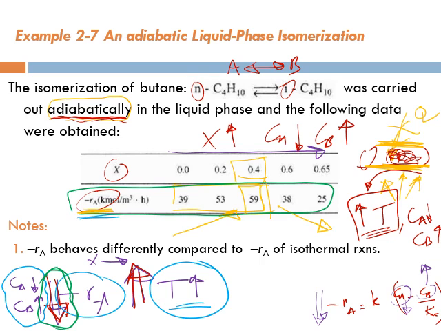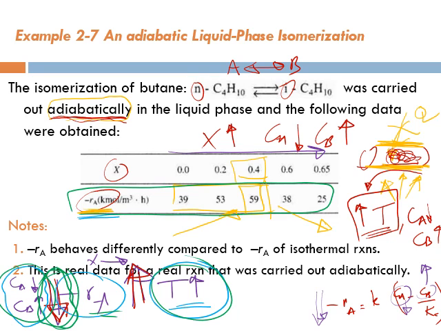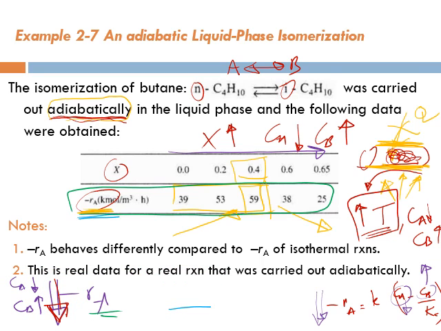So in conclusion, one parameter is pulling the rate of reaction up, the other one is pulling the rate of reaction down. The question is, who will win? And the second point I wanted to discuss is that this is real data for a real reaction that was carried out again adiabatically.